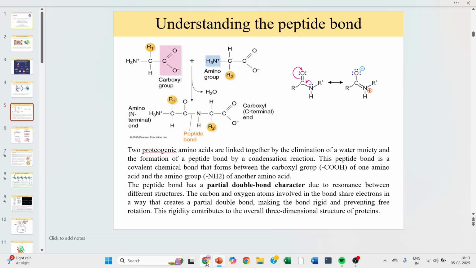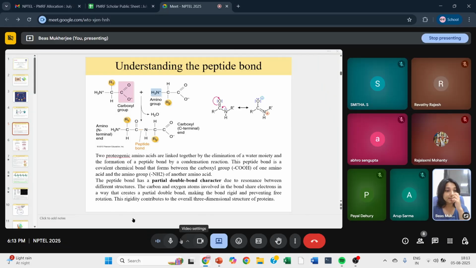So next, understanding the peptide bond. This is something that we have already discussed in the previous class: how a peptide bond is formed when two amino acids come together and join. The peptide bond has a partial double bond character, and that is due to resonance between different structures, involving the carboxyl group and the NH group, as you can see in this slide, right? We discussed this in the previous class.